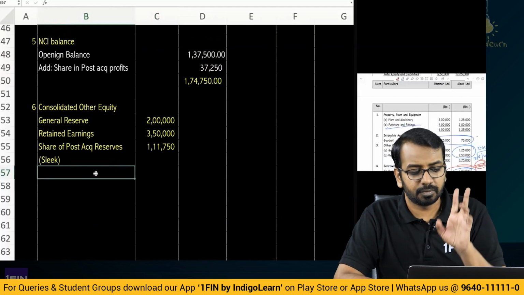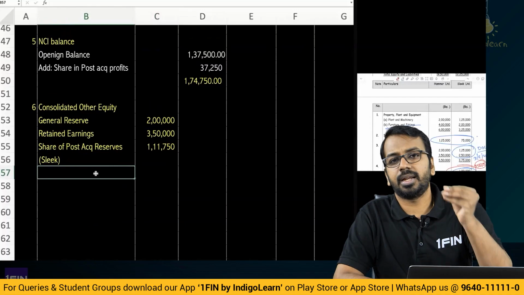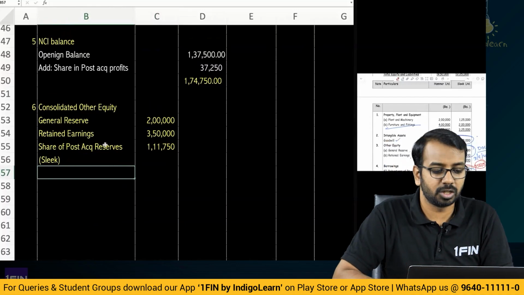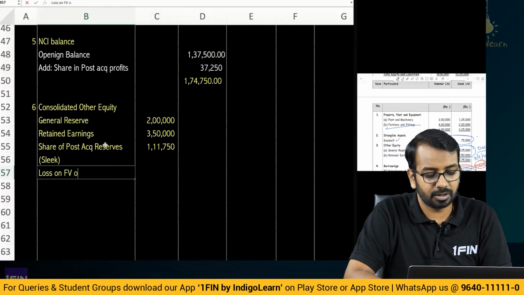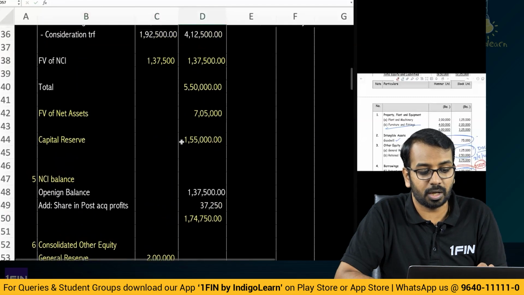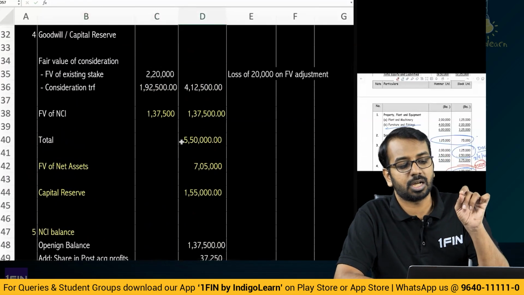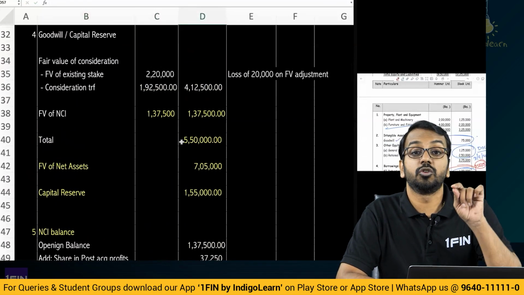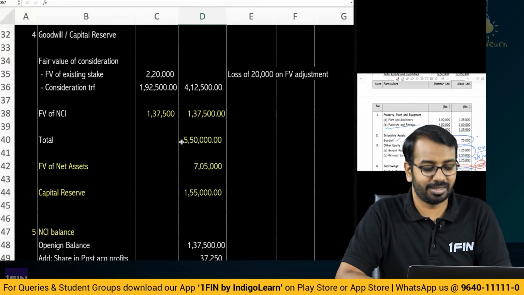What are those adjustments? The first adjustment is that there is an existing stake which we have revalued and there is a loss. So loss on fair value of existing stake, how much? 20,000, right? Because we had purchased for 2,40,000, currently the fair value is 2,20,000. So 20,000 is the loss that we need to adjust there.